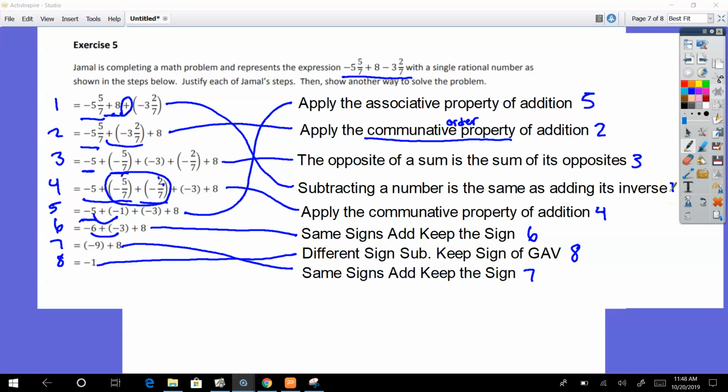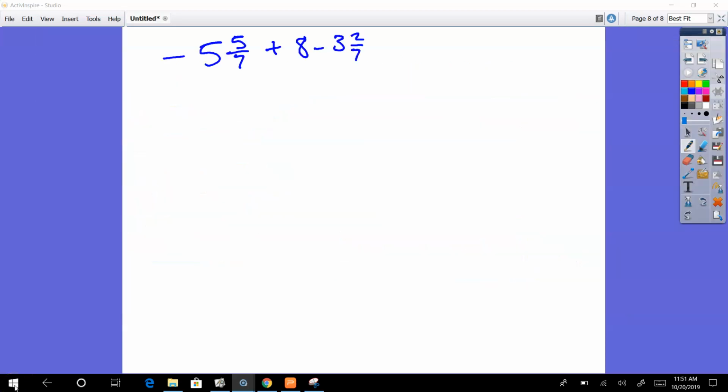each step. And then it says, then show another way to solve the problem. So these steps are not necessarily, we don't have to always go in the exact same order. So you might change order, but you know that your answer should end up being -1. So go ahead and pause the video and try it another way, maybe switch some of those steps. Okay, so this would be a good one to just kind of practice the different laws, properties that we have in math that you can do.